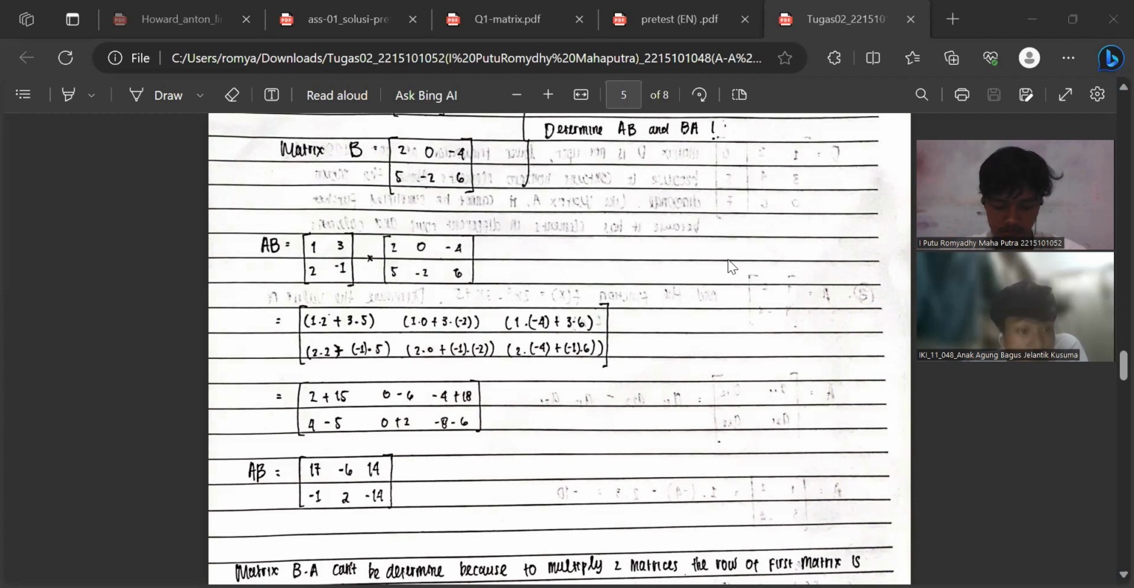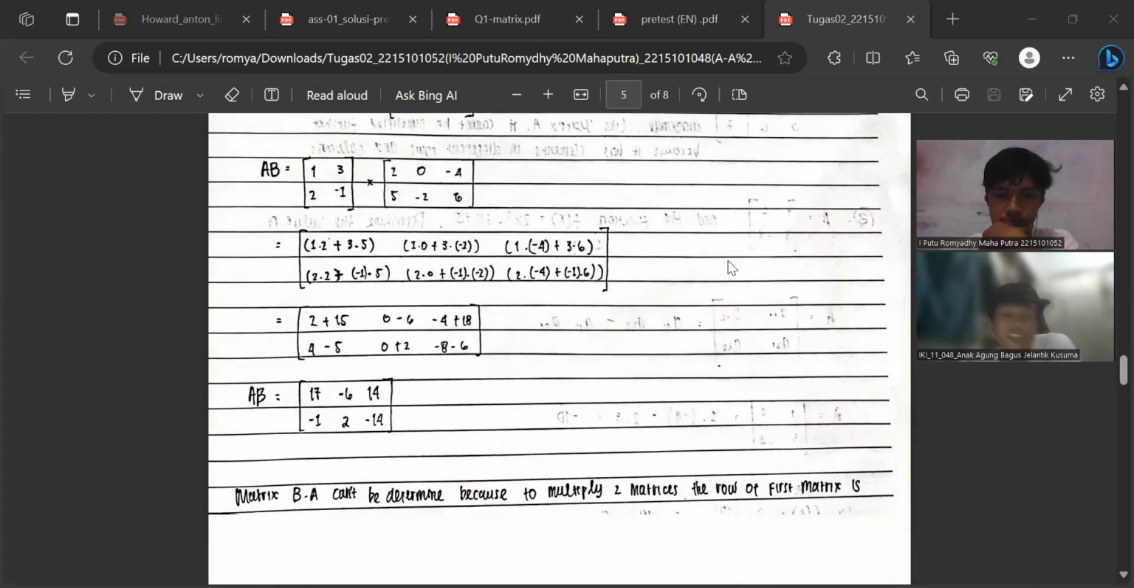The 2 plus 15, 0 minus... for the first row, 2 plus 15, and then the second row is 0 minus 6, minus 4 plus 18, 5, 5 minus 5, and so on until we have the matrix A multiplied by B just like this: 17, minus 6, 14, minus 1, 2, and minus 14. This is how we can determine the matrix A times matrix B.